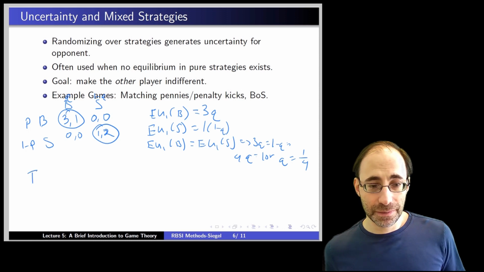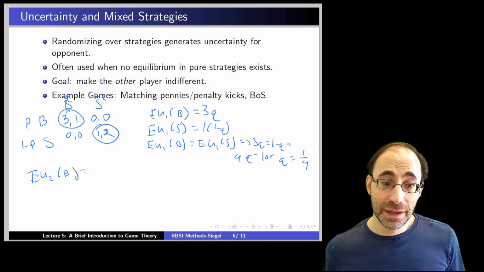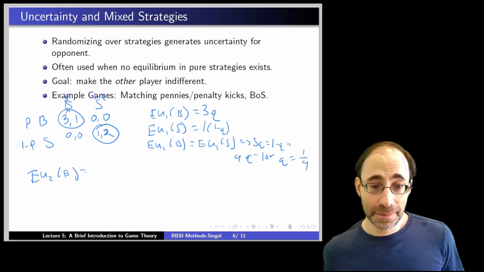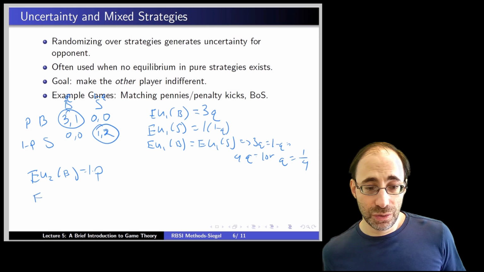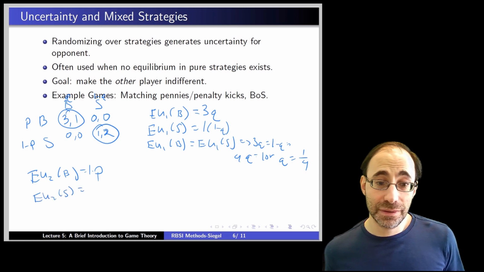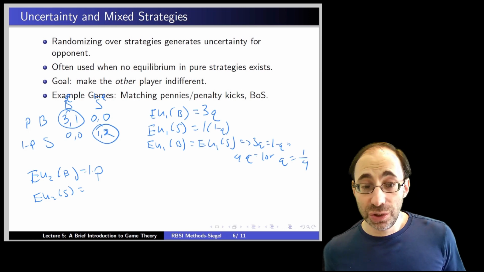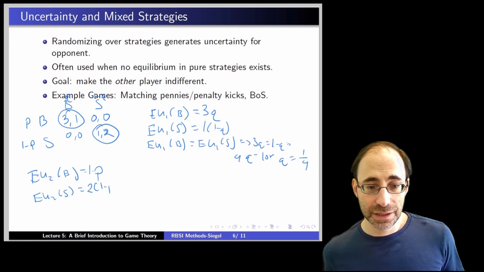Now how about player 2? Player 2 gets this payoff for B. Player 2 playing B gets 1 with probability P, and 0 with probability 1 minus P. Player 2 gets a payoff of 0 when playing S with probability P, and 2 with probability 1 minus P. So we get this.